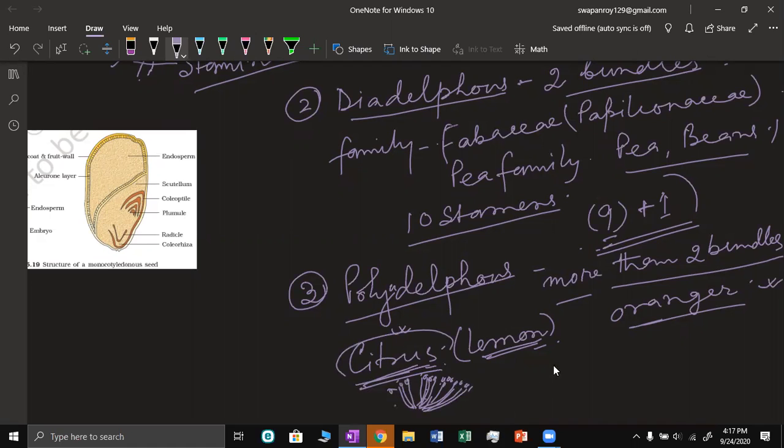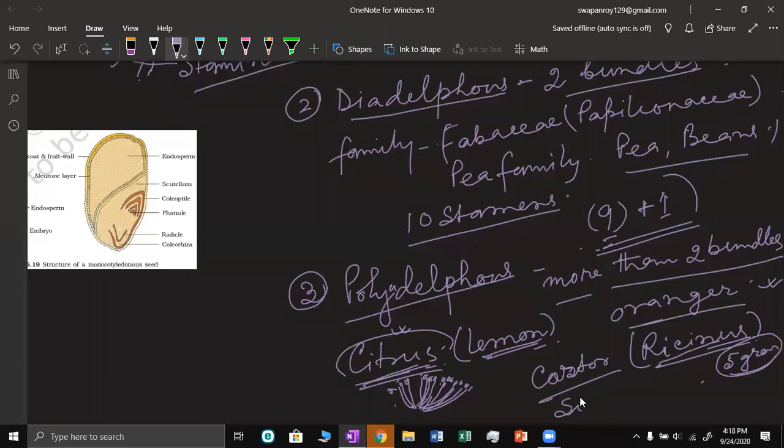There is also that castor, that is ricinus. In castor, male and female flowers are separate. So the male flower has many stamens, and they are grouped into 4 to 5 groups usually. Okay. Then after that, this is also found in silk cotton.